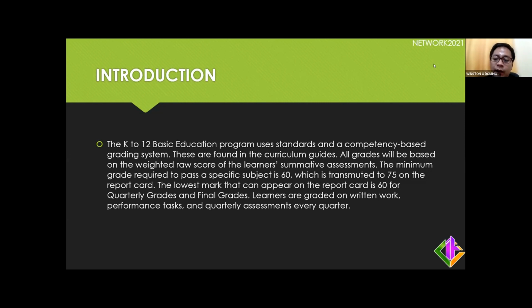So this transmutation table and the different categories of the grading system in the senior high school came from the DepEd order, released by the Department of Education in the Philippines, which is DepEd Order number 8, series of 2017.